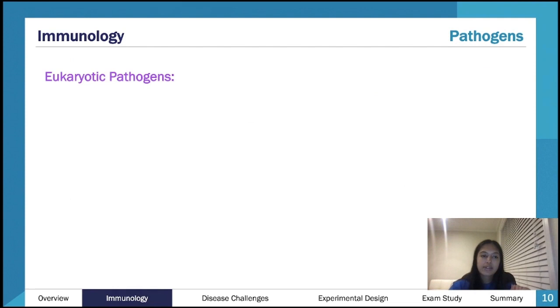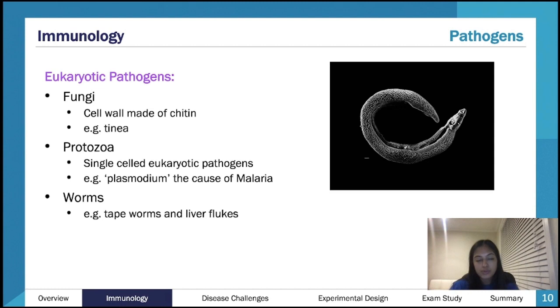Okay, so some of our eukaryotic pathogens. These are cells that are a little bit more similar to our cells, so a little bit more complex. So we've got our fungi. You think of your fungal infections ultimately, like your tinea, your athlete's foot, that sort of thing. Their cell wall is made of chitin. So you can think again, just like peptidoglycan with your bacteria, the chitin is sort of another target that you could use.